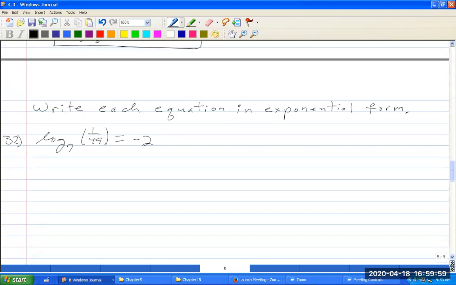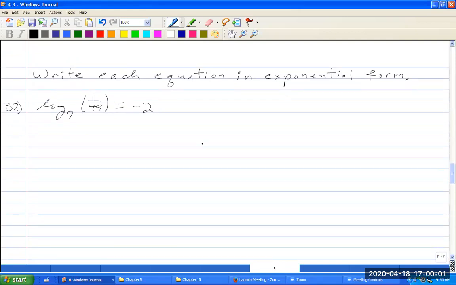Let me do problem number 32. Write each equation in exponential form. And so let's rewrite this in exponential form. The base is 7. The exponent, remember logarithms are always exponents, is -2. And that is equal to the result. And the result is 1/49. And that is your answer.